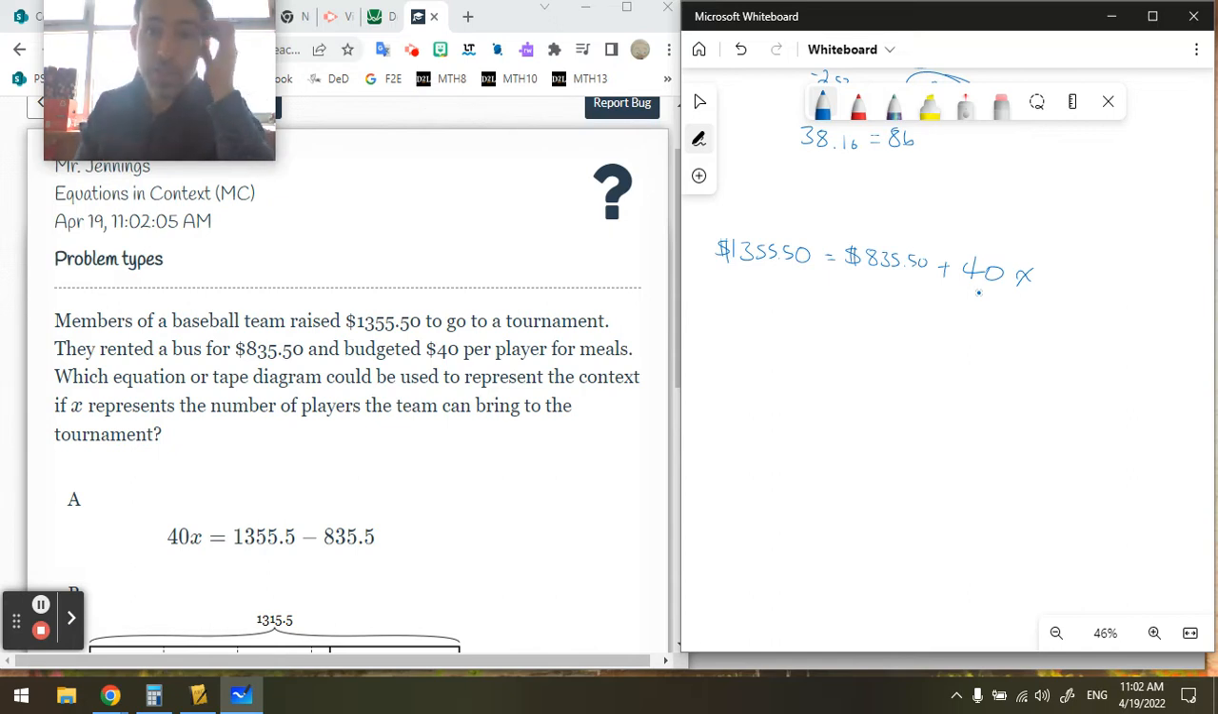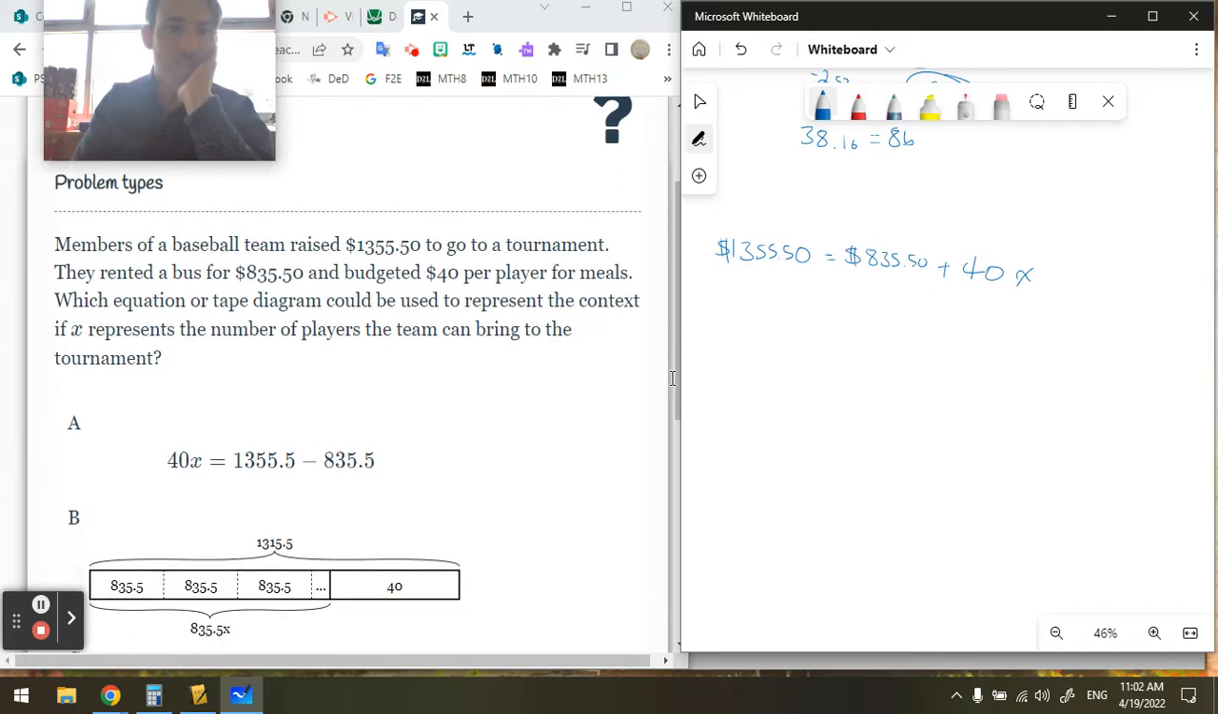And so now I just need to solve for X to find out how many players they can bring. Oh, wait, which one represents the thing? So I have multiple choice here. I want to find the number of things. So what is this? 40 equals this minus that? Well, that's actually true. This one is true here. Why do I know that?